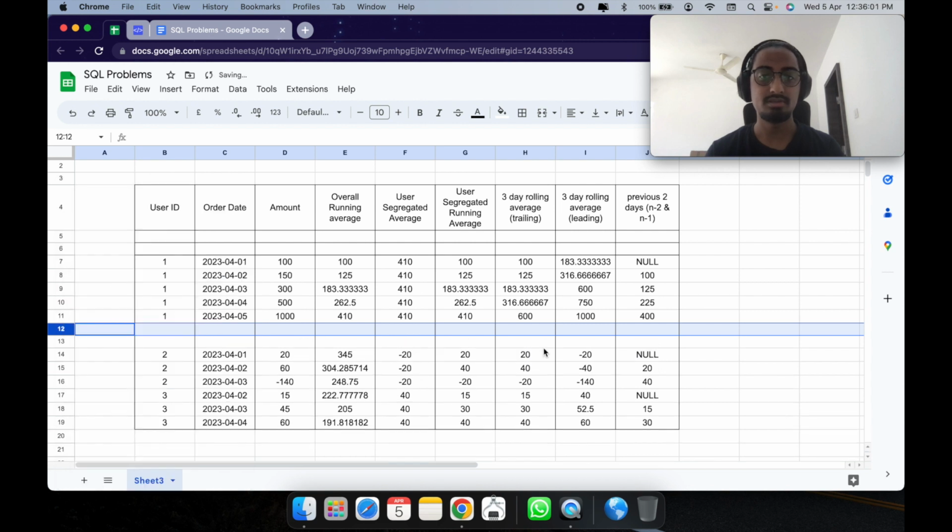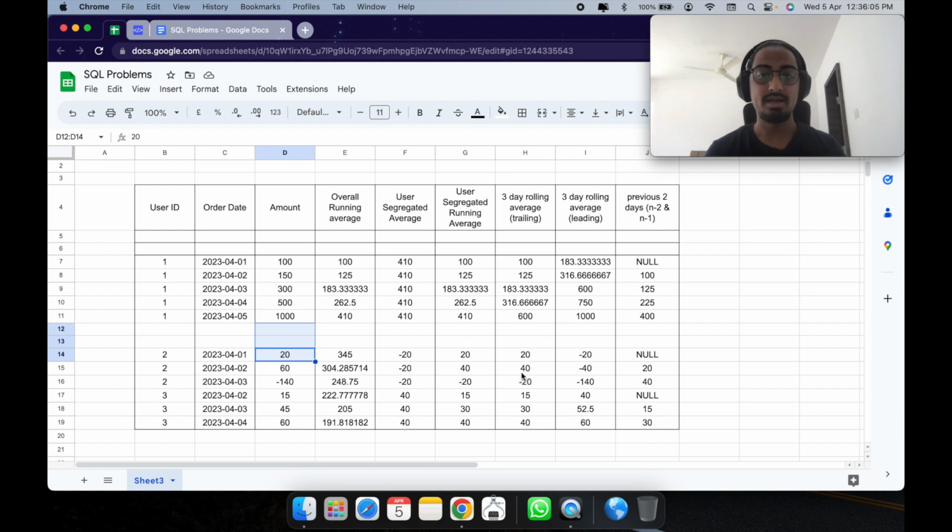It's 20 here because it's 20, null and null. And it's 40 here because it's 20, 60 and none. Average is 40. Coming down, it is minus 140, 60 and 20. That is essentially minus 20. So yeah, minus 20 here.